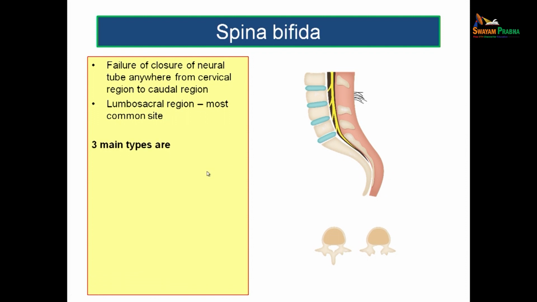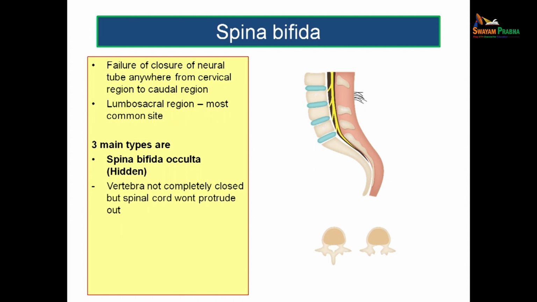There are mainly 3 types of spina bifida. First one is spina bifida occulta. Occulta, the word meaning is hidden. Here, this is actually the vertebra, a closed vertebral canal. Sometimes the vertebra won't be closed completely, but still the spinal cord won't be coming outside through the defect. The spinal cord will still be remaining within the vertebral canal, though the vertebra is not closed completely.